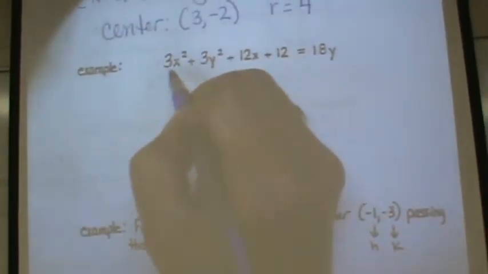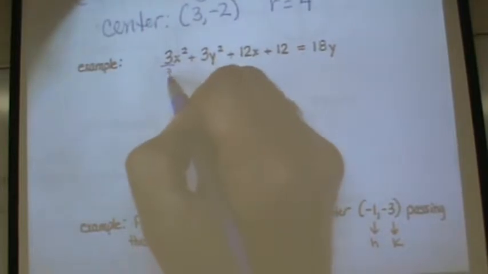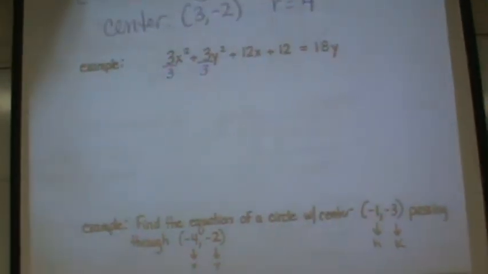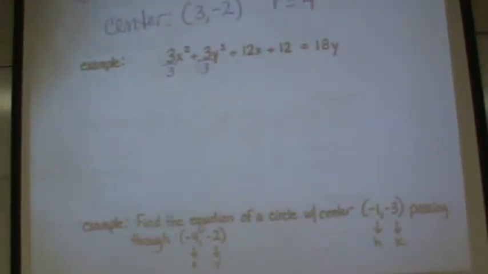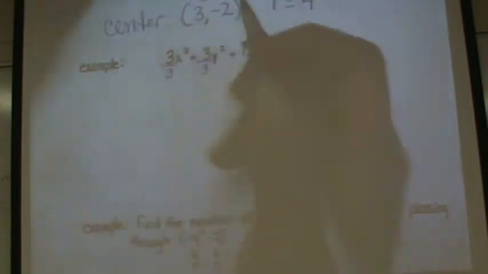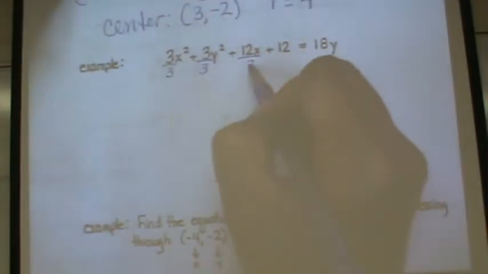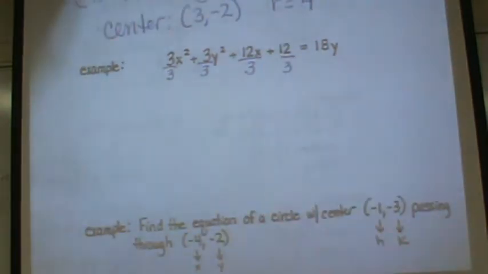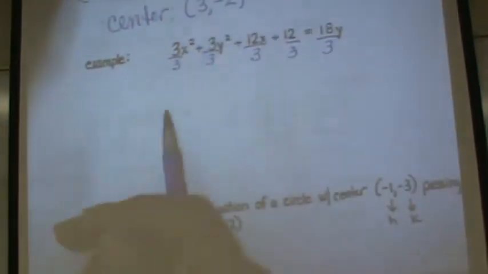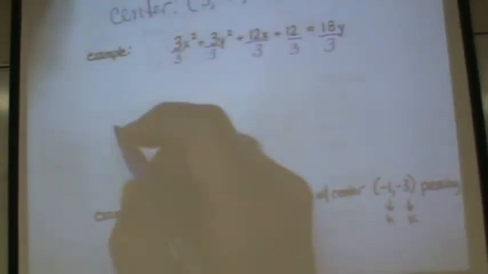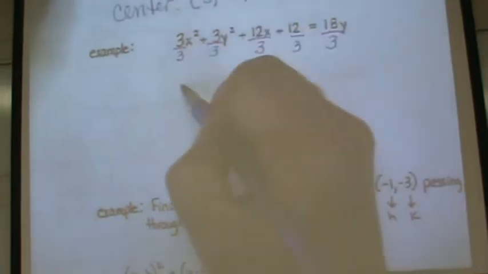So how will I get rid of this 3? Can I just do that right there? Why not? Why can't I just divide those two by 3? Everything. Like that? No. Everything. That's a common mistake. Everything has to be divided by 3. So what do you end up with?